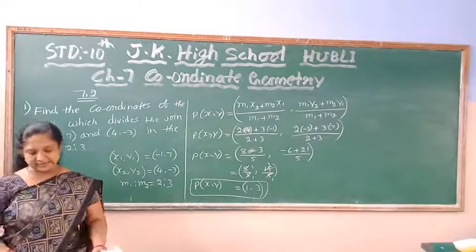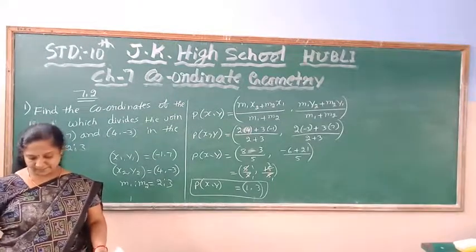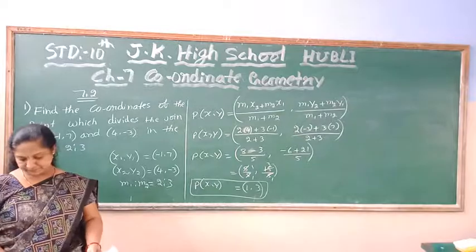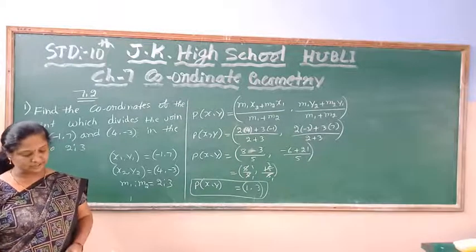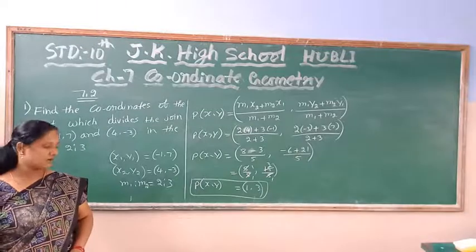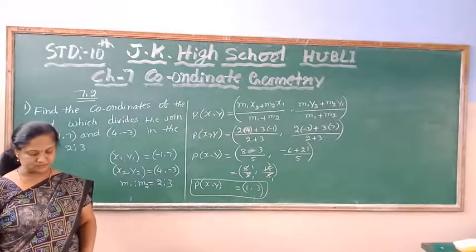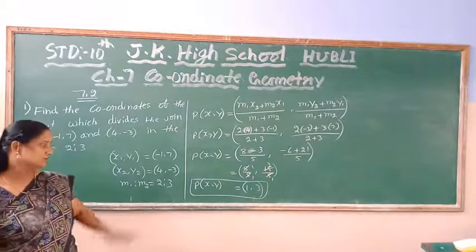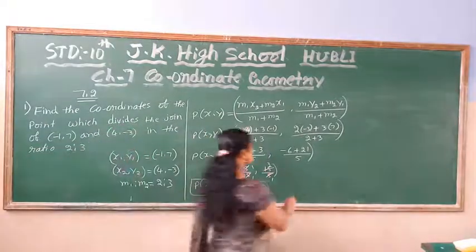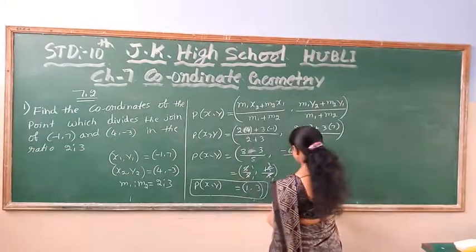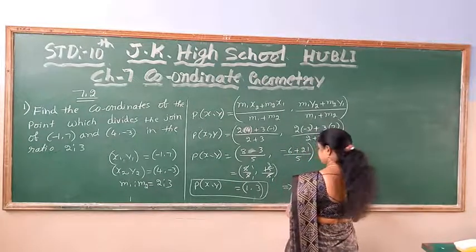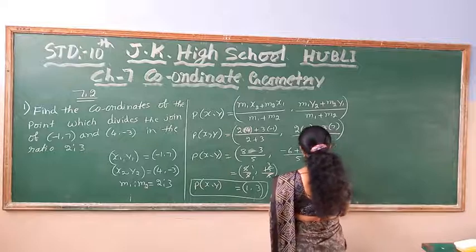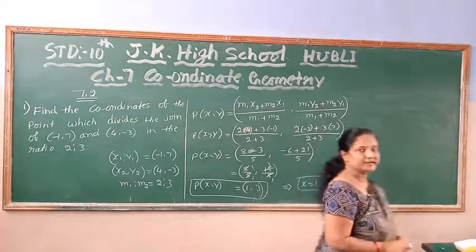Okay children, write down now. The coordinates of the point P are (1, 3). So by this we come to know that the x value is 1 and the y value is 3. Children, write down.